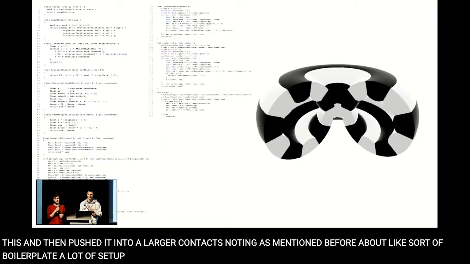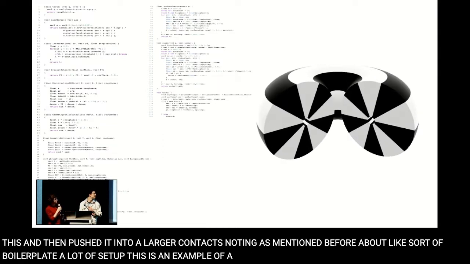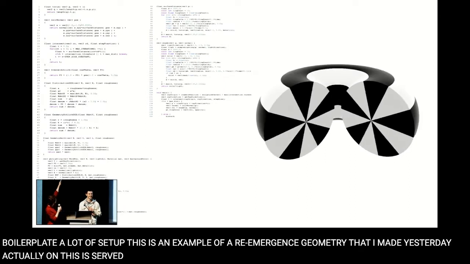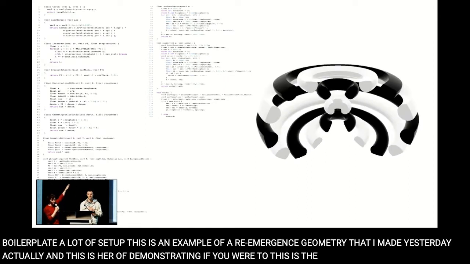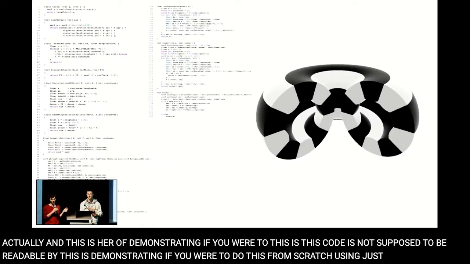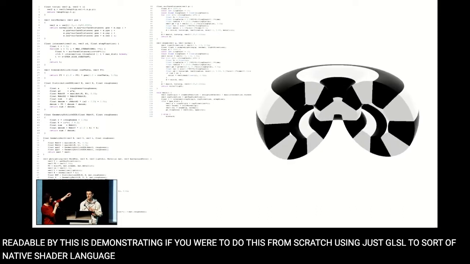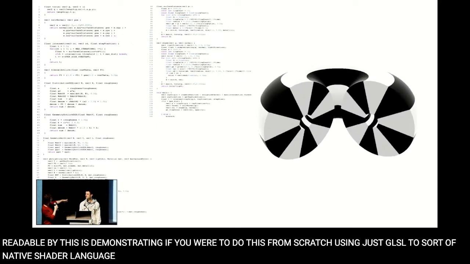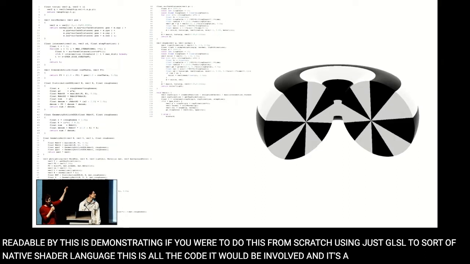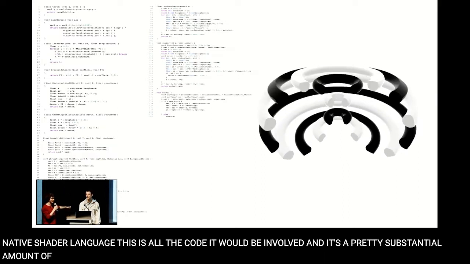This is an example of a ray-marched geometry that I made yesterday actually, and this is demonstrating, this code isn't all supposed to be readable, but this is demonstrating if you were to do this from scratch using just GLSL, the native shader language, like on ShaderToy, this is all the code that would be involved.